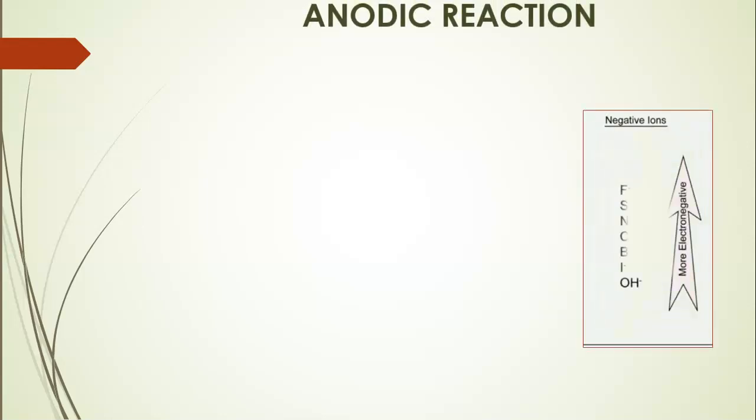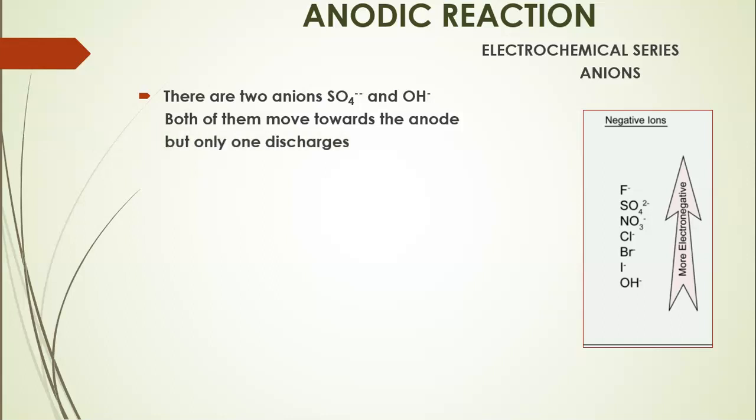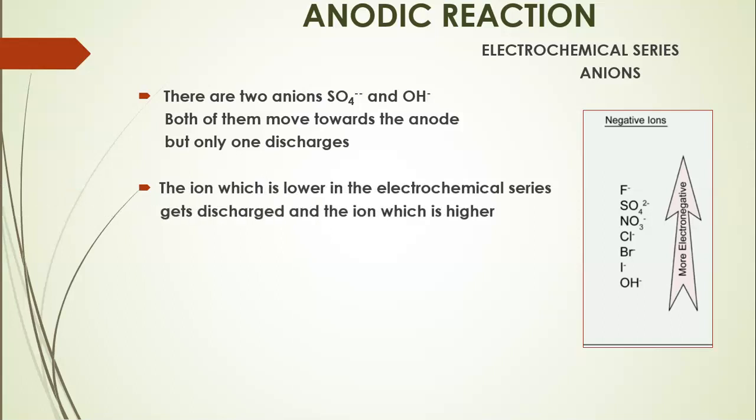What happens at the anode? Again, to know what happens at the anode, we have the activity series or the electrochemical series to refer to. There are two anions, sulfate ions and hydroxyl ions. Both of them will move towards the anode when current is passed. But only one will get discharged. Which one? We refer to the electrochemical series. The lower one gets discharged while the upper one remains as such.